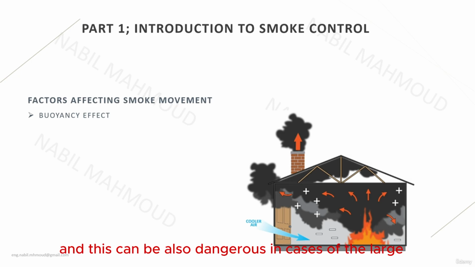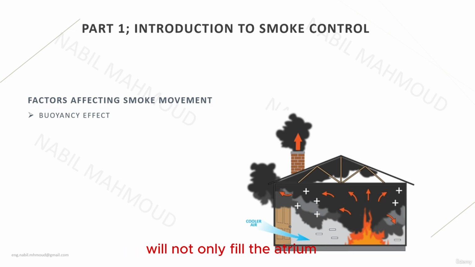And this can also be dangerous in cases of large open volume spaces like the atrium, because this means that the smoke will not only fill the atrium, it will fill the high level of the atrium, and from it, it will spread into the common corridors or the communicating spaces, and in turn, it will penetrate or infiltrate the floors located at the high levels.